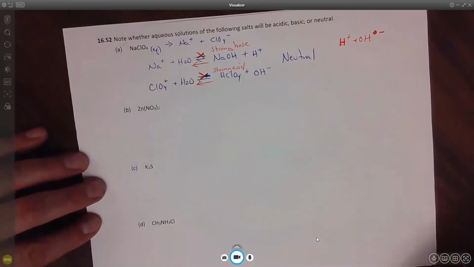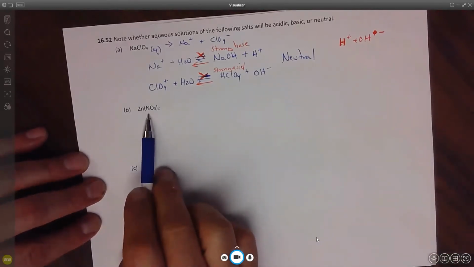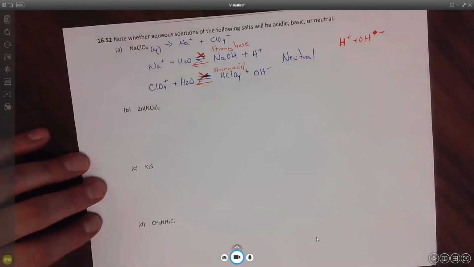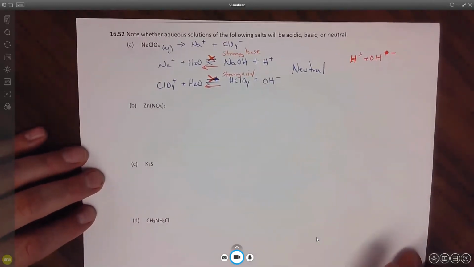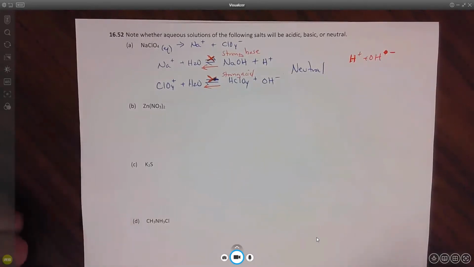Okay, Leah, what about this one here? What is this compound called? Can you hear me? I can hear you. Okay, I think I fixed it.